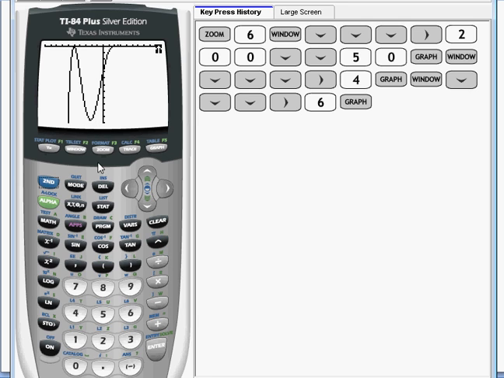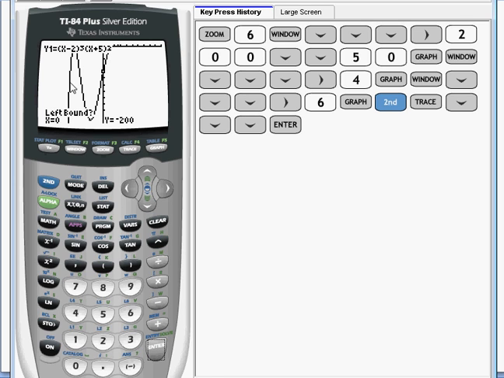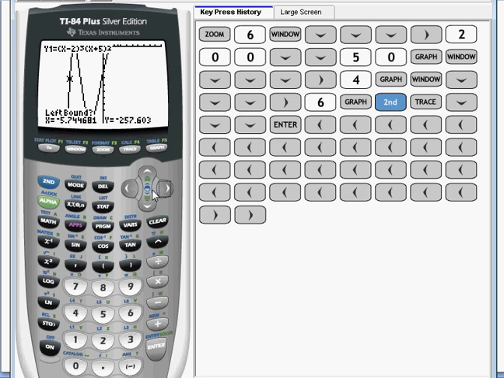So in order to find the maximum, we go to second calc, we hit maximum, or you can just hit number 4. First thing I need to do, if this is my maximum here, is set my left bound. It needs to be to the left of where I think this max is. So it needs to be over here somewhere. So I'm just going to scroll over there just by hitting the right arrow. I'll pause this so you wouldn't have to watch me scroll around. So now I have my cursor to the left of where I think this max is, press enter.